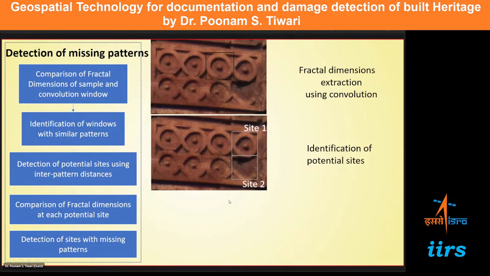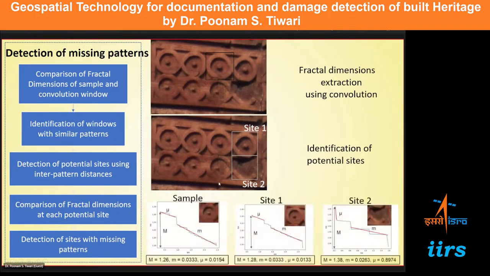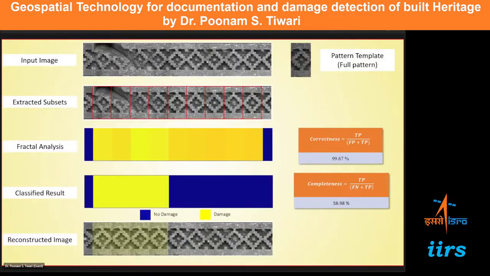Okay, this is completely lost. Now there is a breakage here, so this also would be coming. So once you have identified the potential sites, you can compare the fractal dimension at each potential site, and you can detect the sites with missing pattern and virtually recreate them.